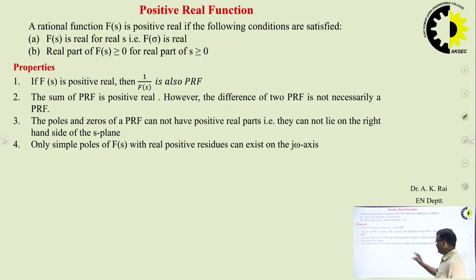The fourth is that only simple poles of F(s) with real positive residues can exist on the j omega axis. So what is the j omega axis? Already explained. Just draw the S plane. This is your sigma and this is your j omega.